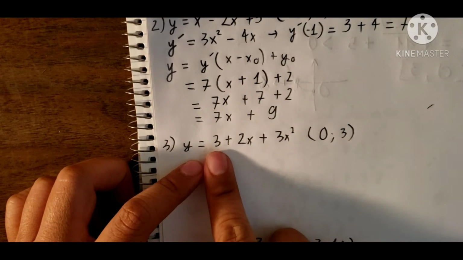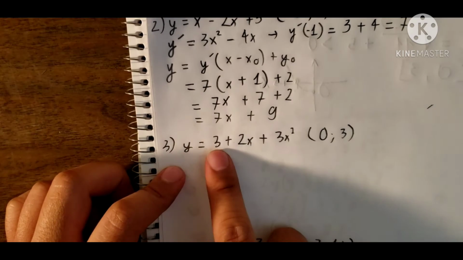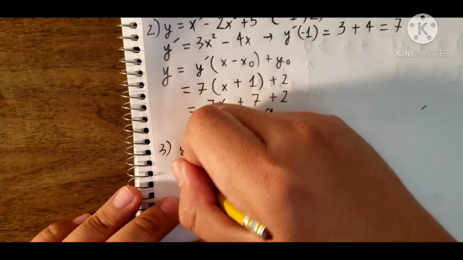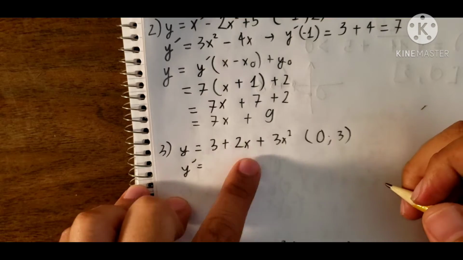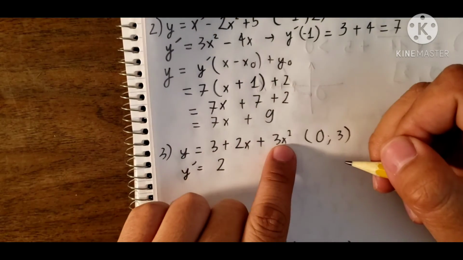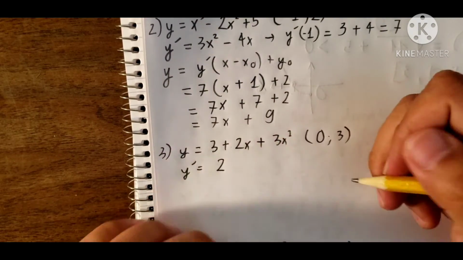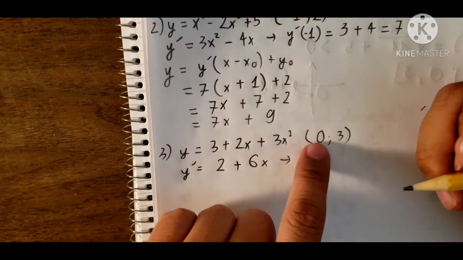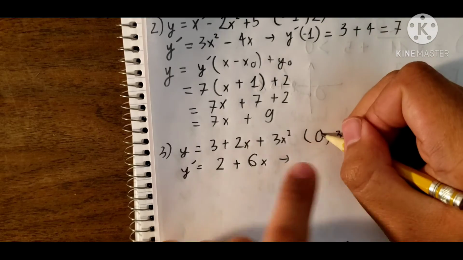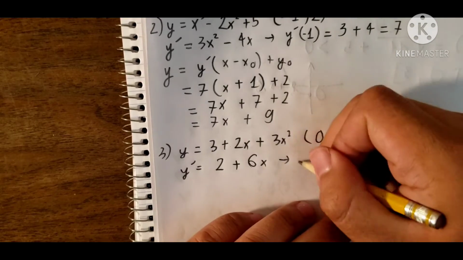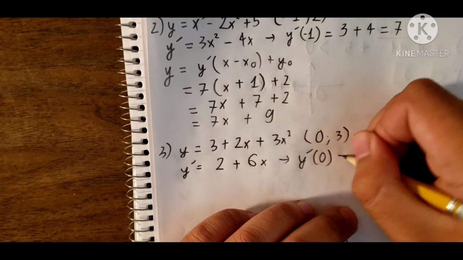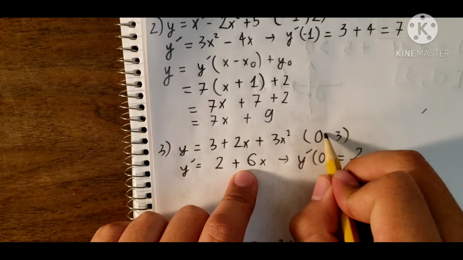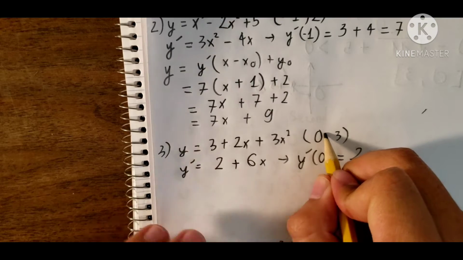The third equation, we have y equal to 3 plus 2x plus 3x power 2. First derivative, you got 2. We have 3 and we have x power 2, so you got 6x in here. We have x equal to 0 in here, so you put in this equation. You got 2, because 6 multiplied with 0, you got 0. So you got 2 in here.